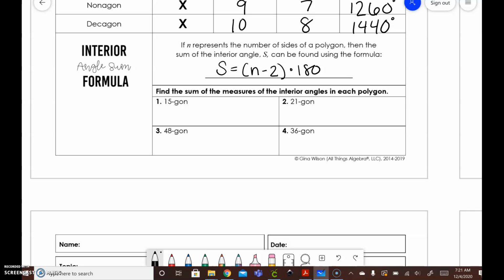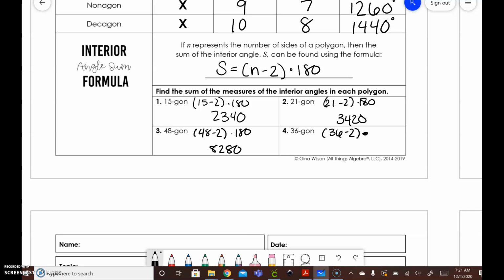So let's use this equation for the next couple of problems. 15 minus 2 times 180, plug it in the calculator, you get 2340. 21 minus 2 times 180, we get 3420. 48 minus 2 times 180, you get 8280. And 36 minus 2 times 180, we get 6120. Okay?